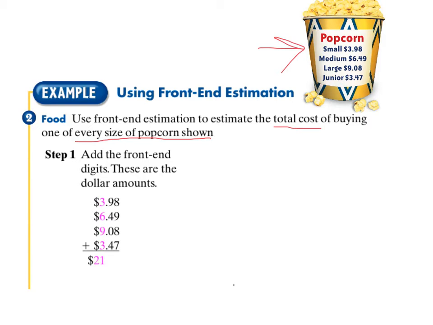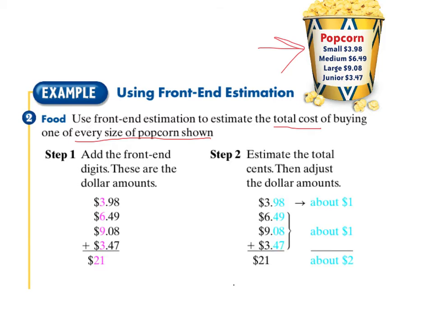So we're going to add the front end digits. So the 3, the 6, the 9, and the 3, which gets us to 21. Then we're going to look at the second digit. So 98 is close to $1.